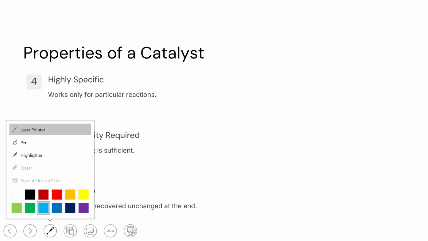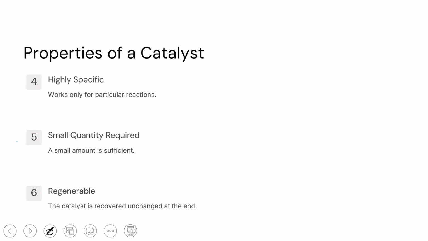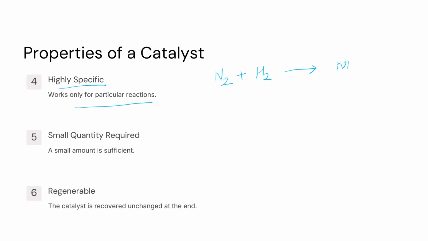Next point, the next important property of a catalytic system is that catalysts are highly specific. It works only for a particular reaction. Let us take an example. Suppose you want to perform a reaction wherein nitrogen reacts with hydrogen to form ammonia. Let me balance this reaction. So you have 2 nitrogen, so I write down 2 over here. So eventually you have 6 hydrogen. So to balance it, I have 3 hydrogens over here. So my reaction is balanced.